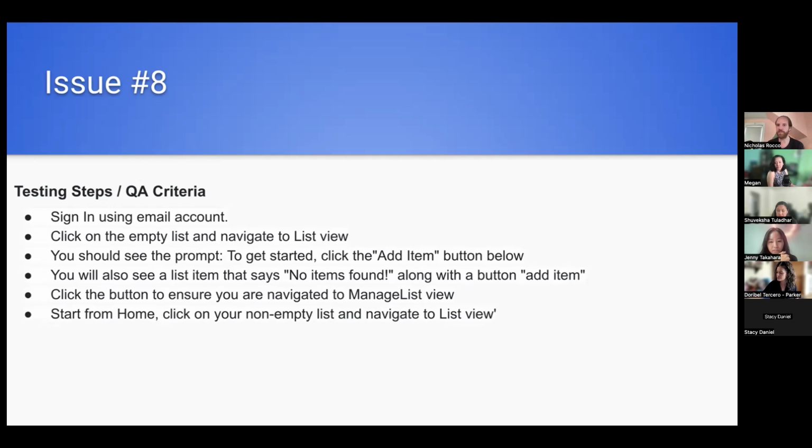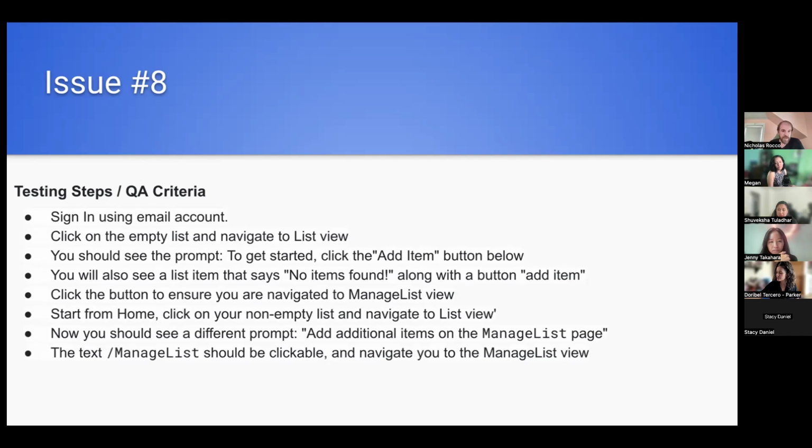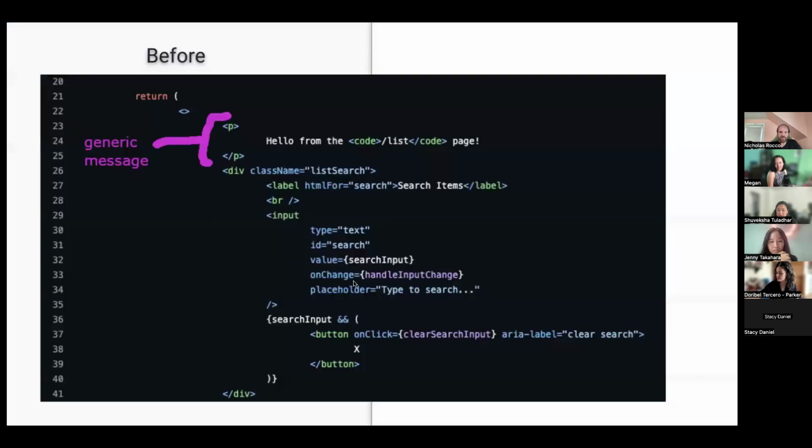Start from home. That was testing criteria for an empty list. Now this is if you have a list that already has items. Start from home, click on your non-empty list and navigate to list view. Now you should see a different prompt: add additional items on the manage list page. The text manage list, which now does not have the slash, should be clickable and navigate you to the manage list view.